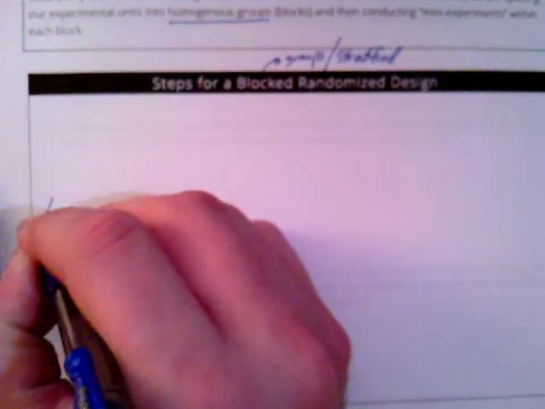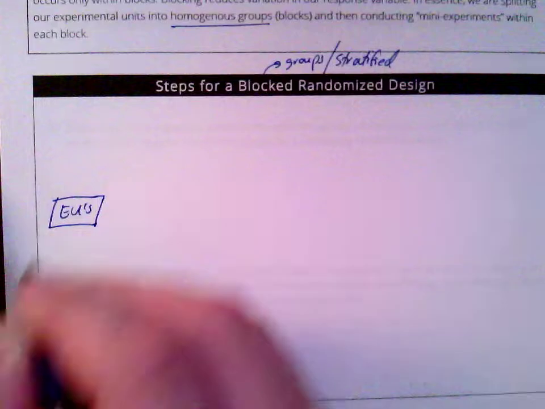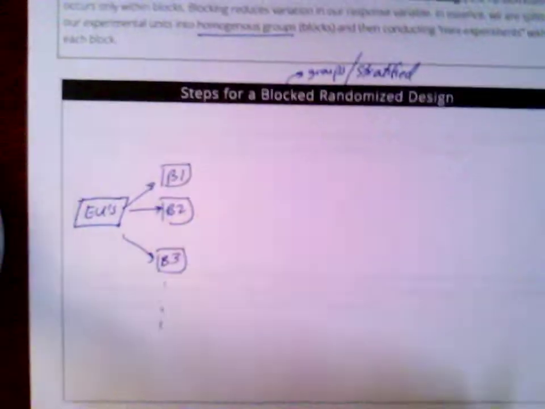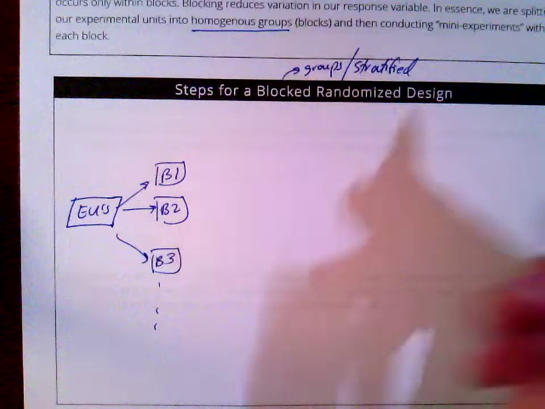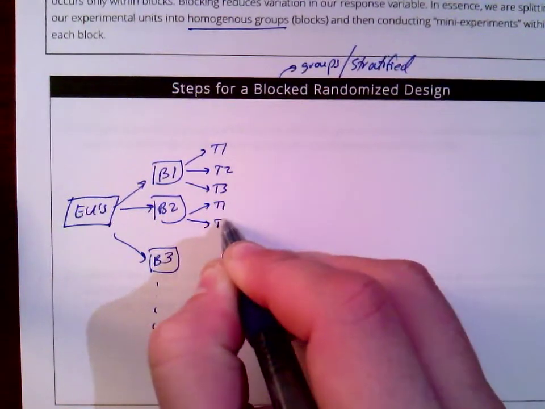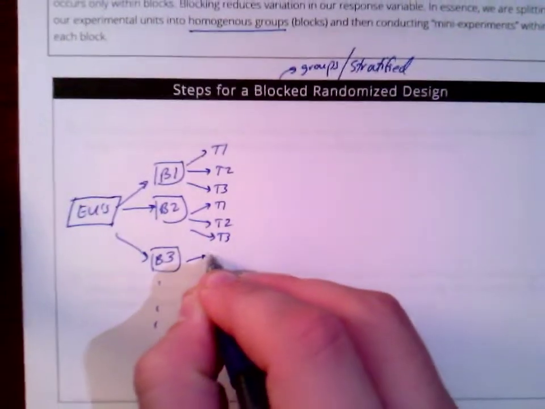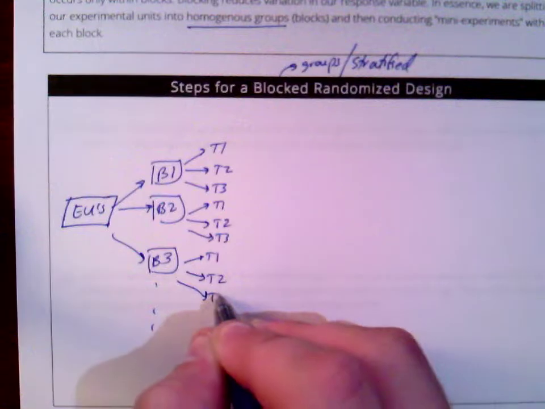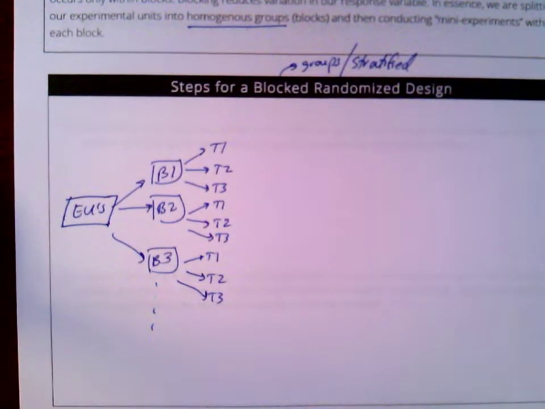All right, so when I design my experiment here, I have my EUs and I split them however I'm blocking them. I have block 1, block 2, block 3, and so on. And then within each block, I'm assigning all of the treatment groups. So let's say I had 3: treatment 1, treatment 2, treatment 3, treatment 1, treatment 2, treatment 3. So each block is kind of like its own mini experiment.